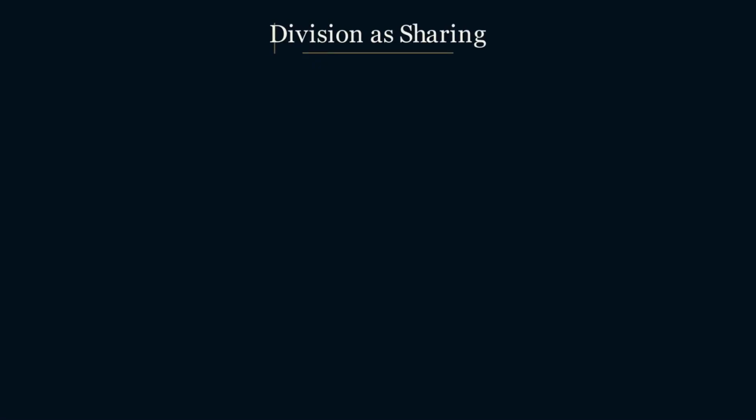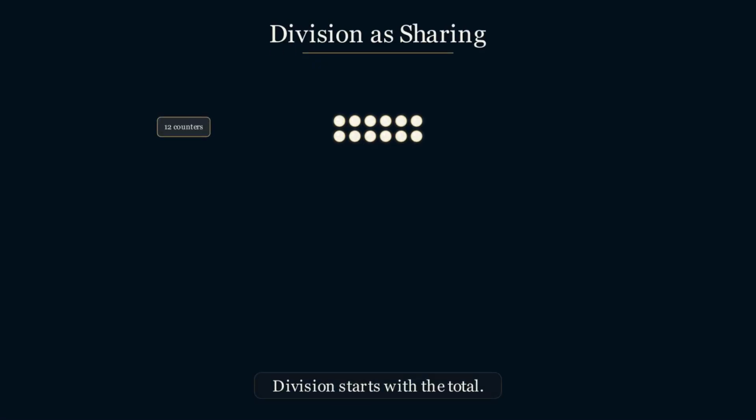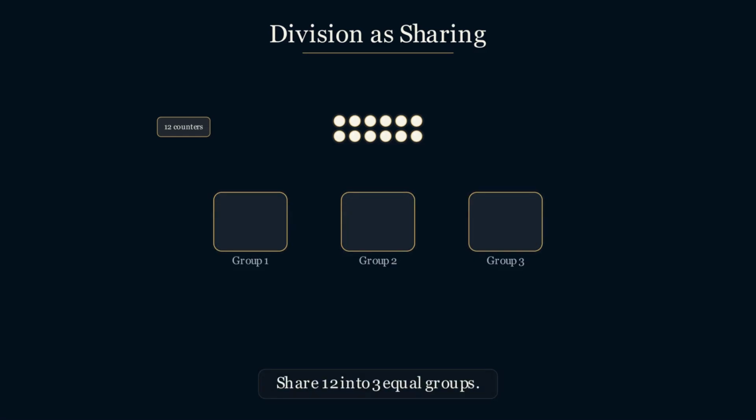Now move to division as sharing. We start with 12 counters. The total comes first. 3 empty groups are waiting underneath, and the task is to share the 12 counters equally between them. Watch the sharing happen fairly.